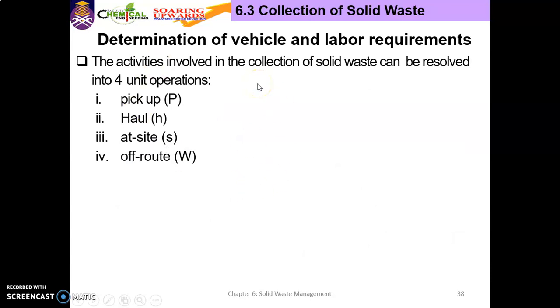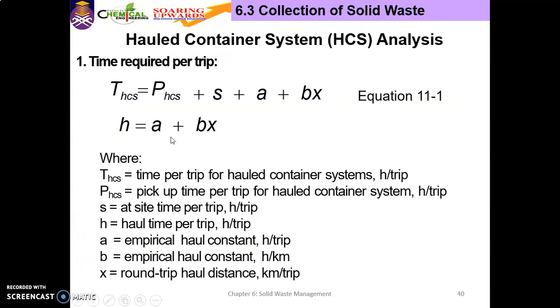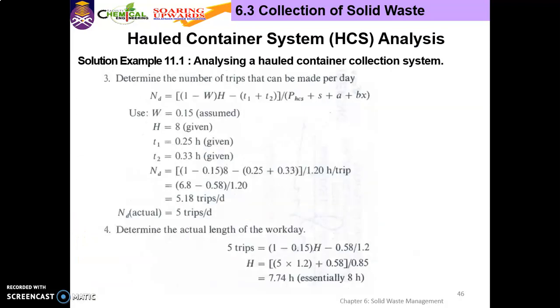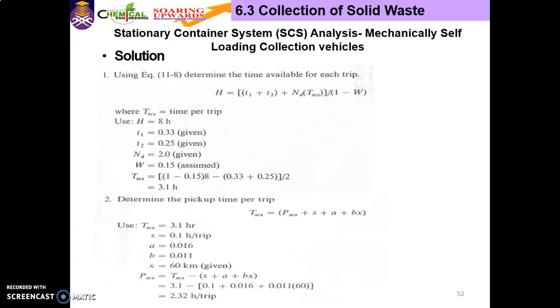Okay, next, the determination of vehicle and labor requirements can be resolved into four unit operations: pick up, haul, at site, and also off-route. Okay, this one, no need. You can read by yourself.